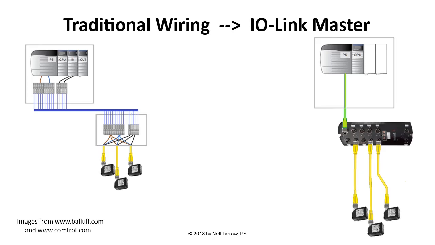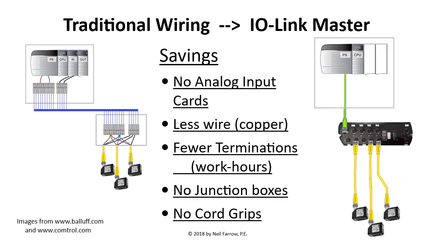You have no analog input cards. That's a big savings. Secondly, you have less wire, less copper. There's no junction boxes and no cord grips to deal with. Again, decision makers go to IO-Link for the cost savings, and organizations stay for the other benefits, the diagnostics and the reduced downtime. Just like people move out west for the skiing, but they stay for the summers.